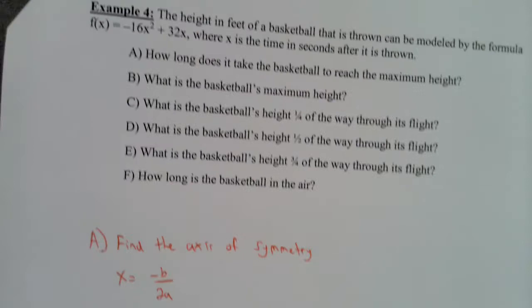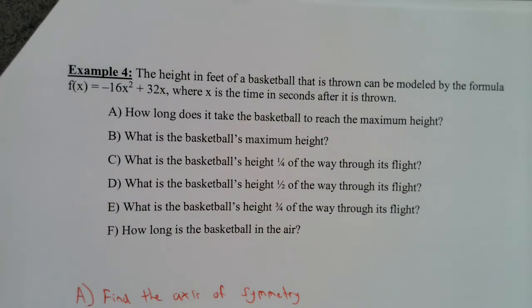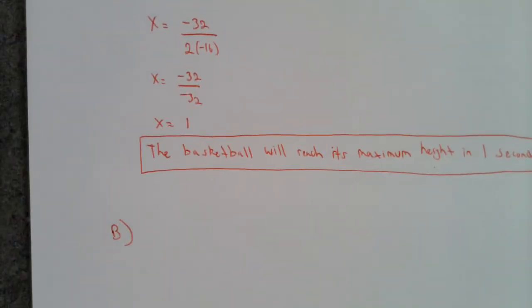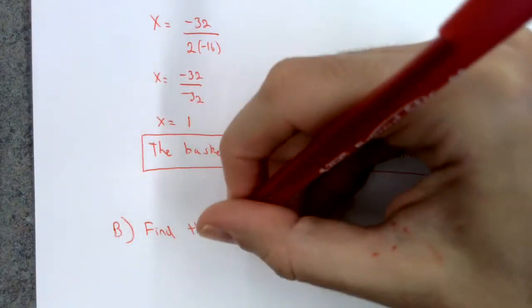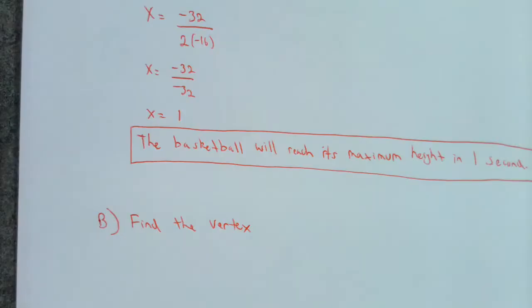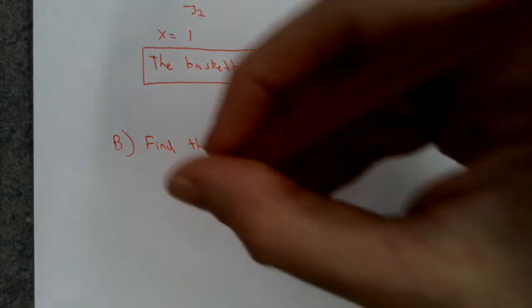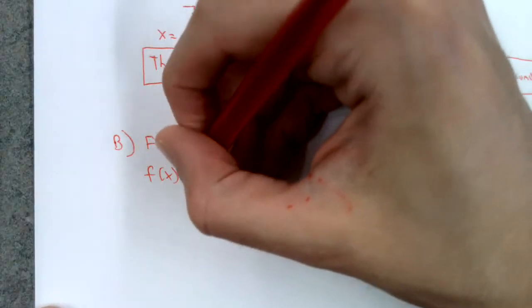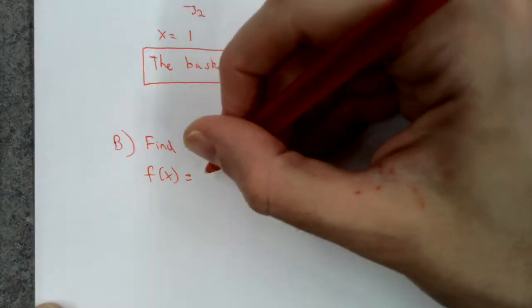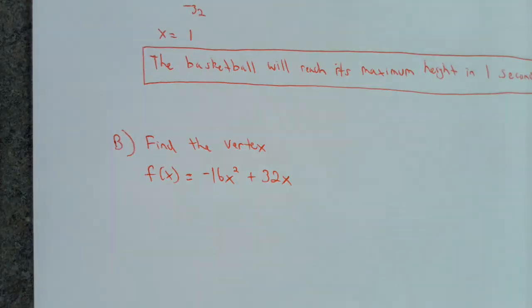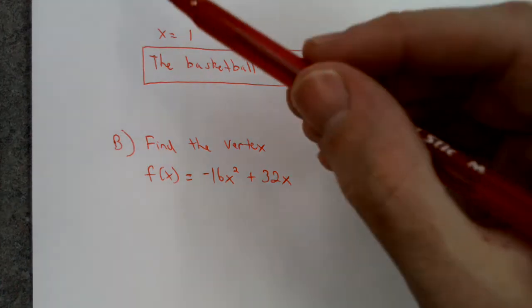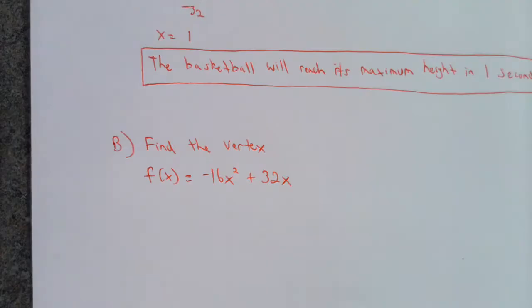Okay, part B. What is the basketball's maximum height? That is the vertex. You're going to find the y value of the vertex. So I'll say find the vertex. Let me start by recopying down the entire formula from the problem above. It was f of x equals negative 16x squared plus 32x. And you're going to substitute 1 for x.